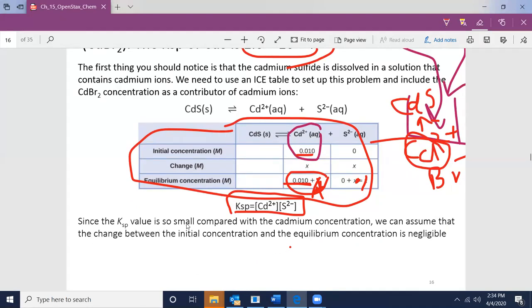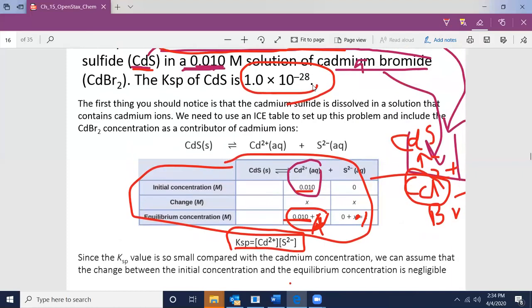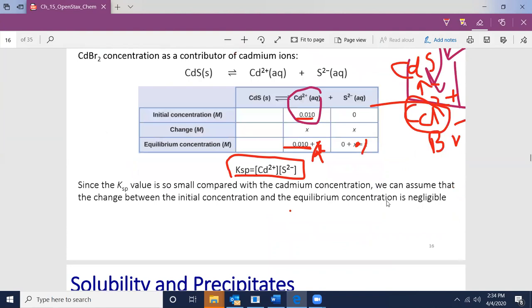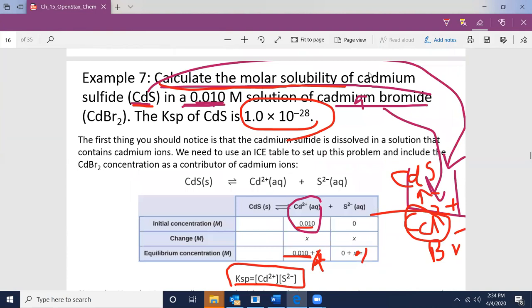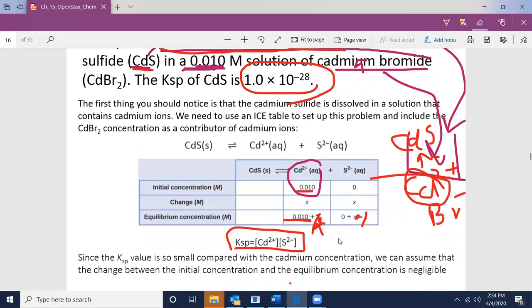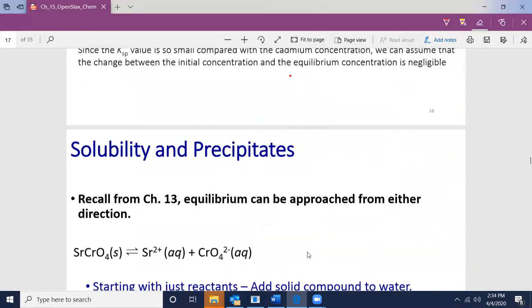Since the KSP value is so small, compare it with the cadmium concentration. Okay, this is the cadmium concentration. This is too small. We can assume that the change between the initial concentration and the equilibrium concentration for cadmium is negligible. So the molar solubility of the cadmium sulfide, it's like this. It cannot go more than that because that's the initial concentration. So it remains like this, wherever it is.